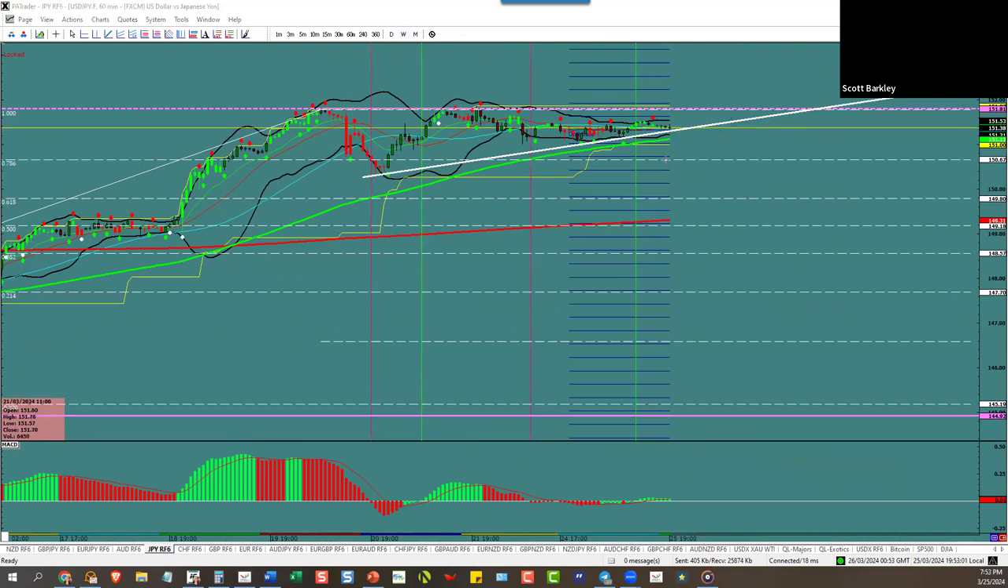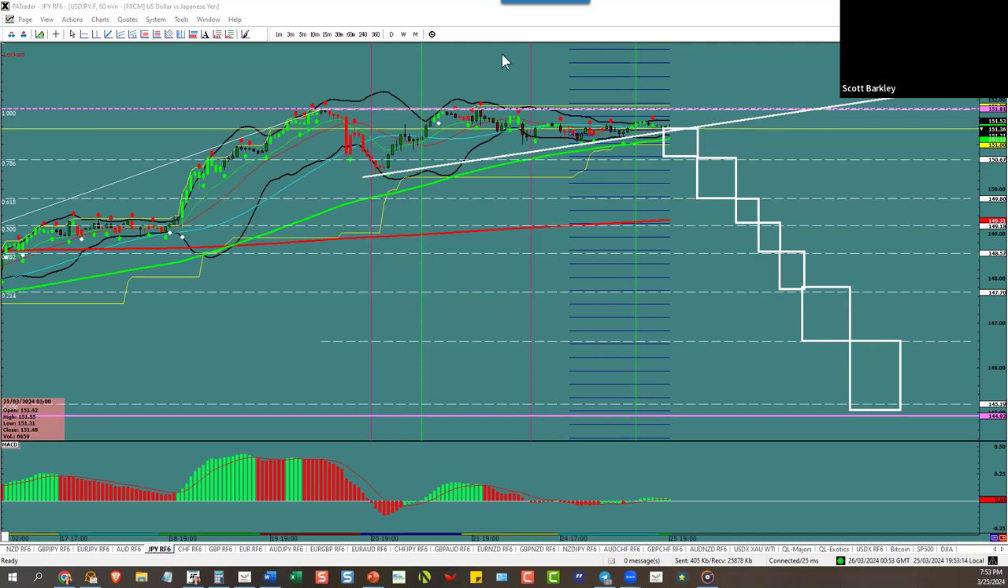So where are the wide open spaces? There's one right here. There's one right here. There's a little one here. There's another little one here. Medium size here. Big one right here. And then a monster down here. All right. So these are all traded with entry orders.